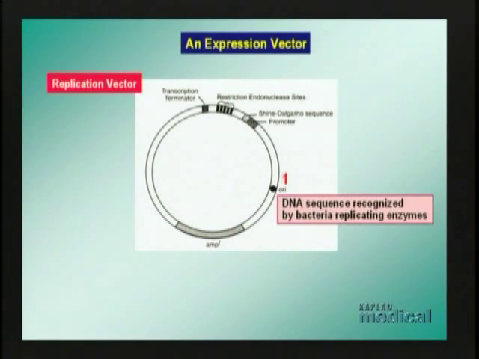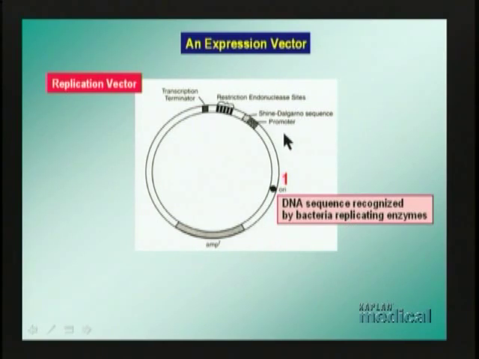This is a small sequence of DNA in the circular DNA, which is recognized by the bacterial replicating enzymes. Because after all, replication does not take place at random. The bacterial replicating enzymes must see a particular sequence of DNA. When it sees that sequence, called the ORI site, then the enzymes sit there and start replicating the DNA. So that's the first criterion that must be met: a sequence must be in the circular DNA which is recognized by the bacterial replicating enzymes.